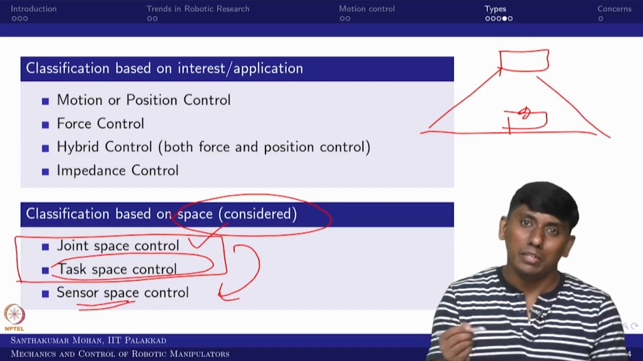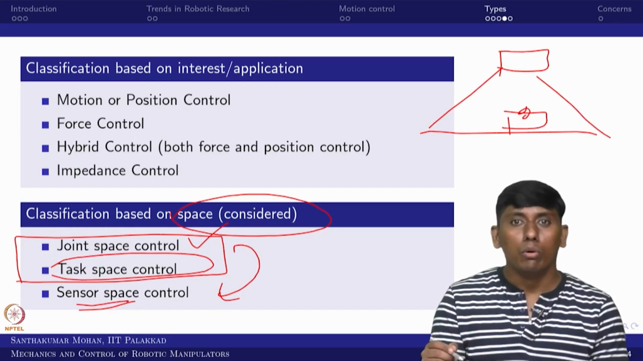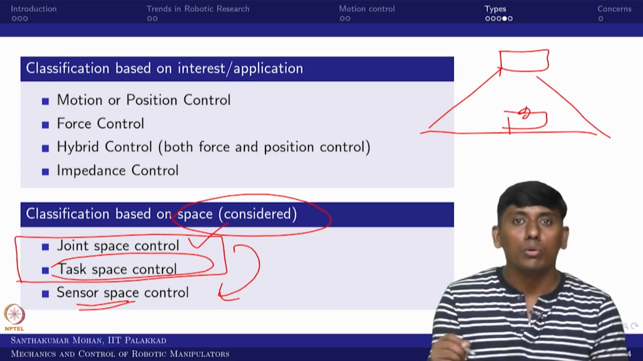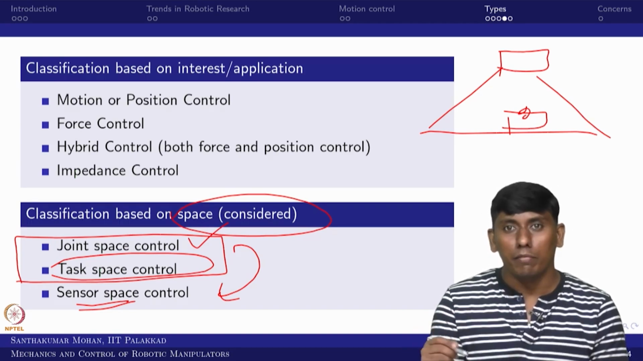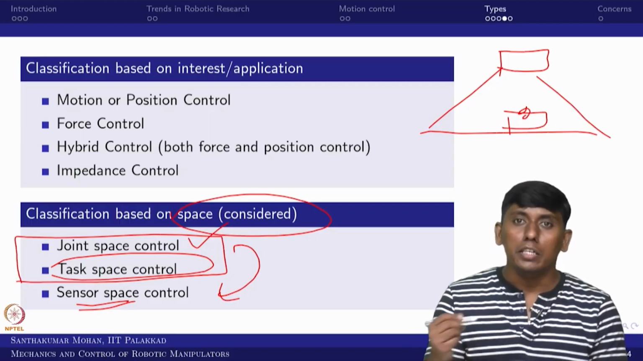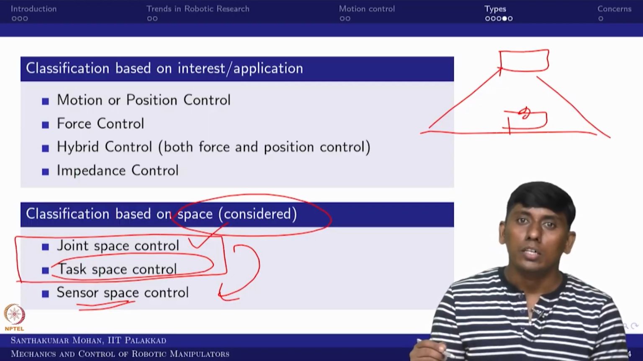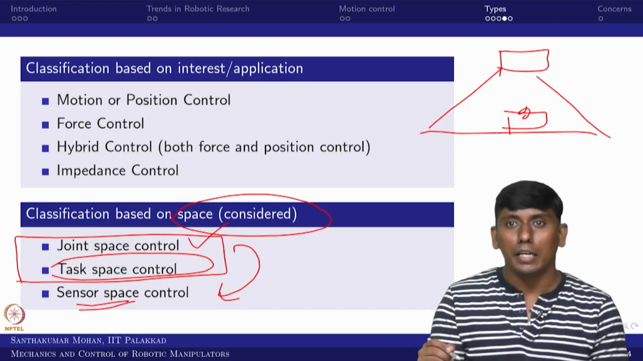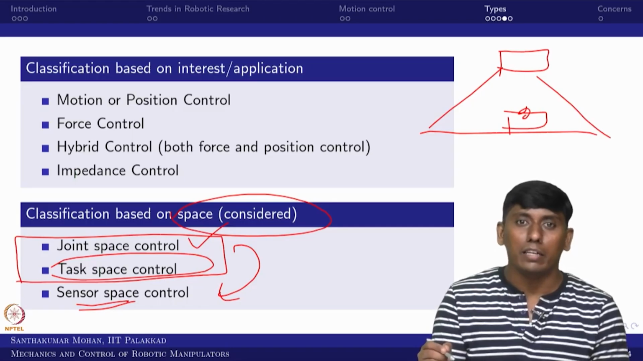Independent joint control is very simple, because you can go with the actuator level, and even simple PI control is sufficient. But if you are thinking about multiple joint control, then we have to depend on further methods. That is what we are going to see in upcoming lectures.